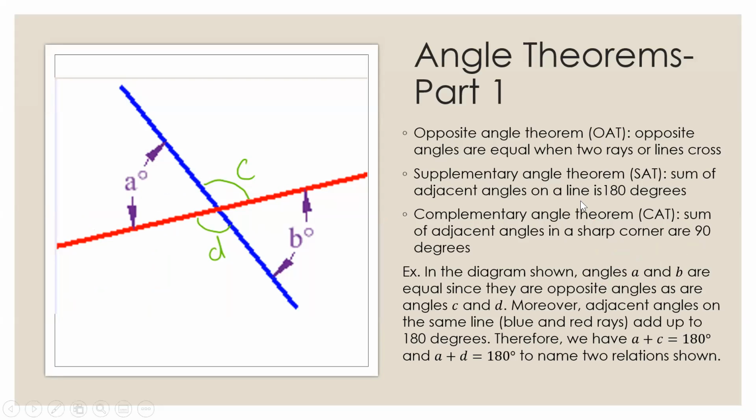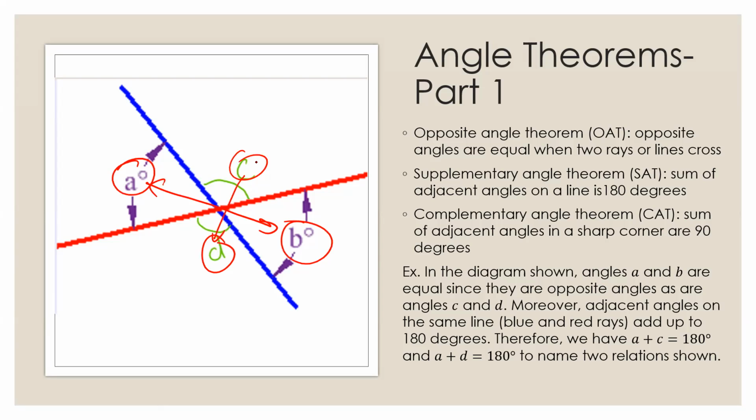So the first part of the angle theorems basically goes over what happens when we cross two lines. If we cross two lines or two rays, we'll notice that the opposite angles are equal. So in this case, angle A is equal to angle B because they're right across from each other. And so are angle C and angle D. They're also equal to each other. You can see it yourself, they are equal.